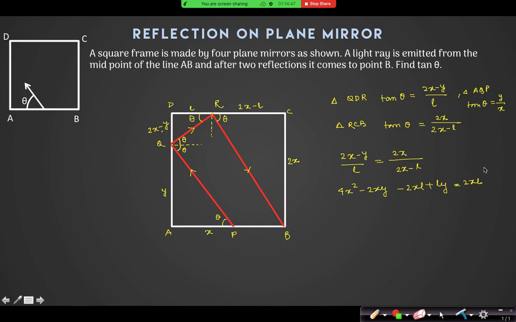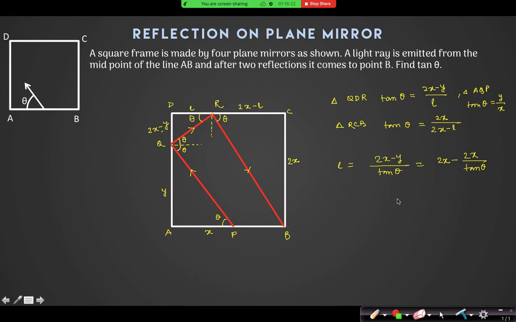So I have to find the value of y by x. I can eliminate L actually, from these two equations. How do I eliminate L? From this first expression, L is equal to (2x minus y) by tan theta. And in the second equation, 2x minus L is equal to 2x by tan theta. So L is equal to 2x minus 2x by tan theta.